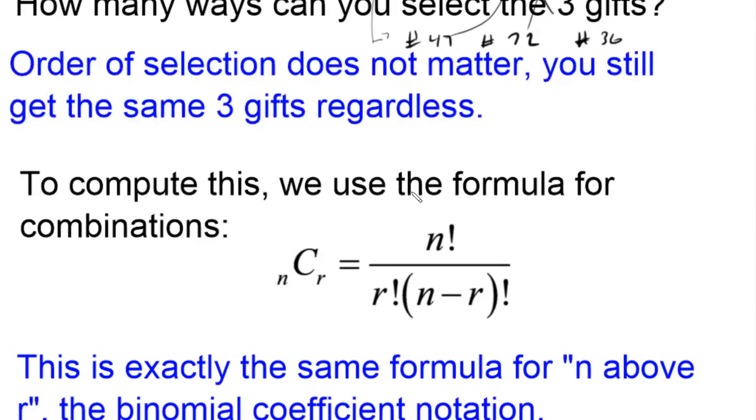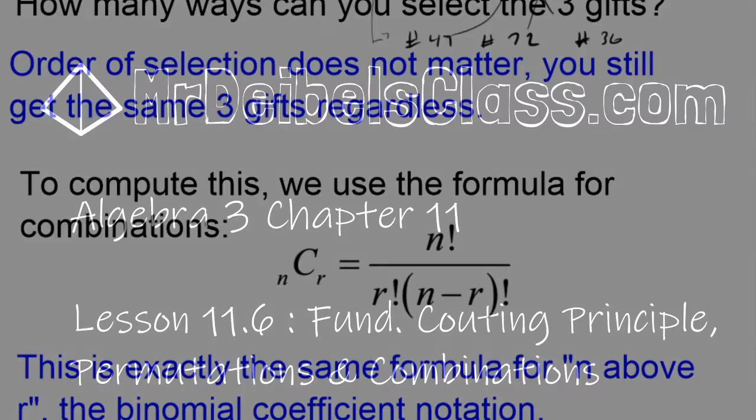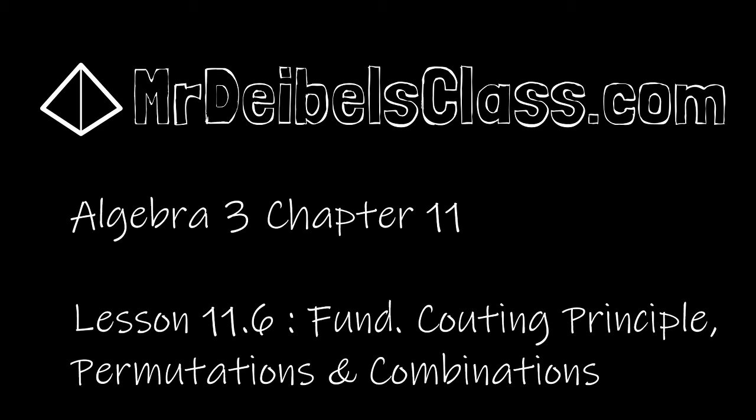So this is the formula for combinations: N factorial over R factorial times N minus R factorial. This is exactly the same formula for N above R. So give me a second. I'm going to transition over here to the next slide.